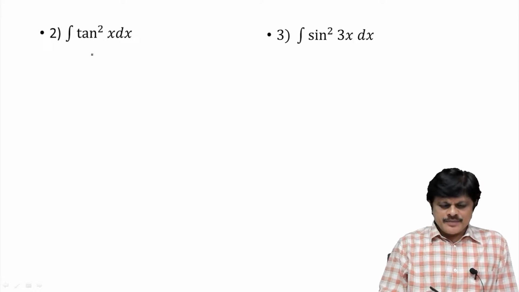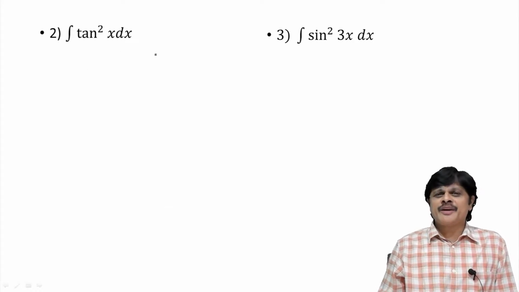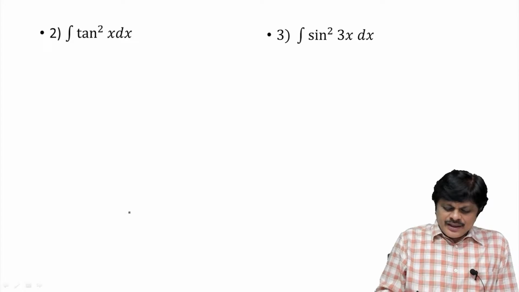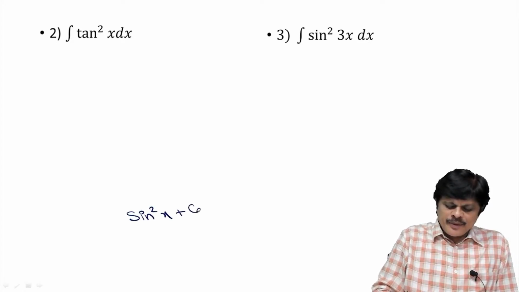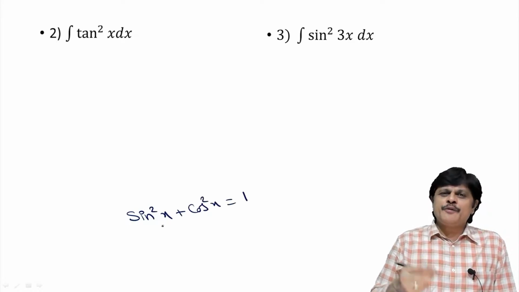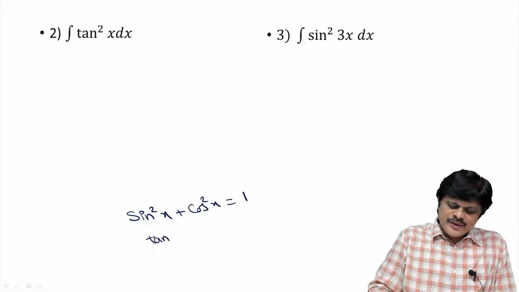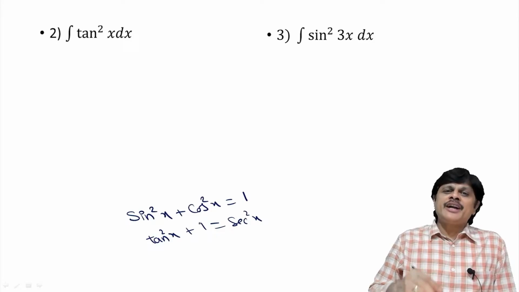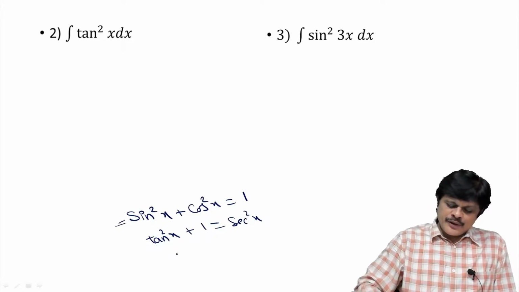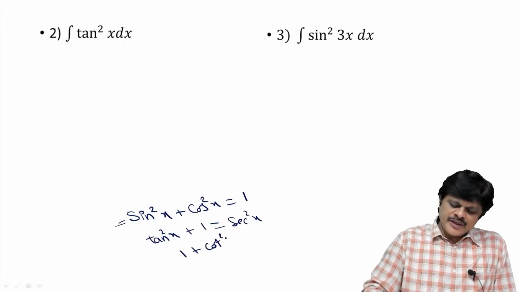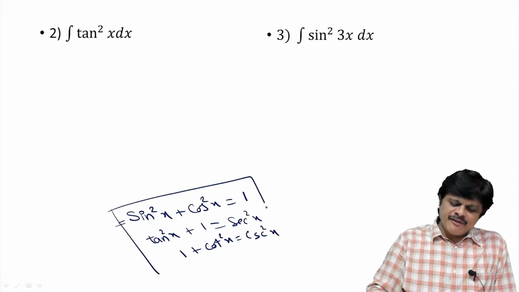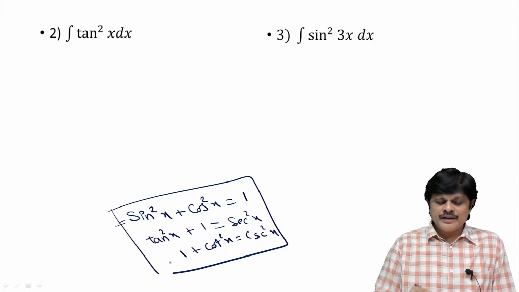The next set of problems are based on some standard formulae from your trigonometry. Okay, see, these are the three very important formulae which you need to remember in trigonometry. Sin square x plus cos square x is 1. If you divide it by cos square x, you are going to get tan square x plus 1 is equal to secant square x. If you divide it by sin square x, the first one, you are going to get 1 plus cot square x is equal to cosecant square x.